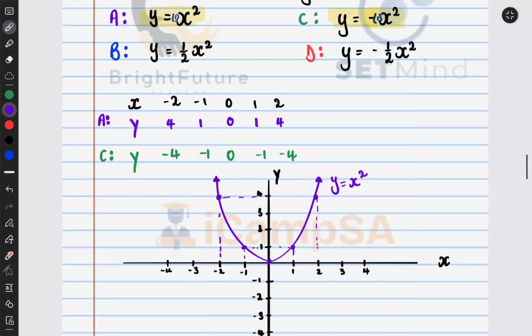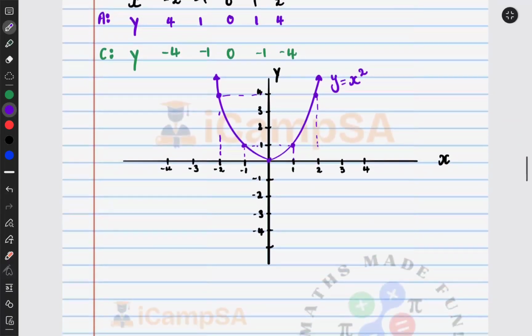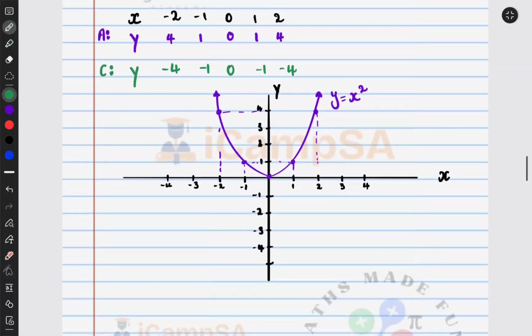Now let's plot the one for c, which is y is equal to -x squared. For -2 we have -4. We have -4 here, and then for -1 we have -1. It's gonna be here. 0 and 0, 1 and -1, and then 2 and -4 here. And then let's join our points.